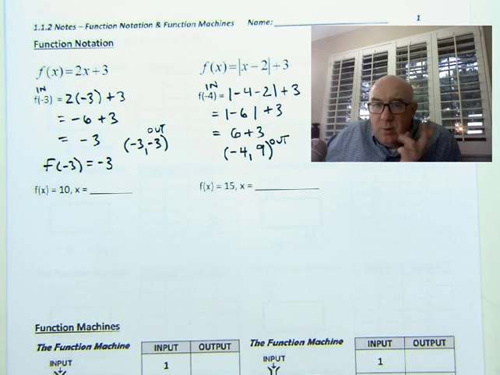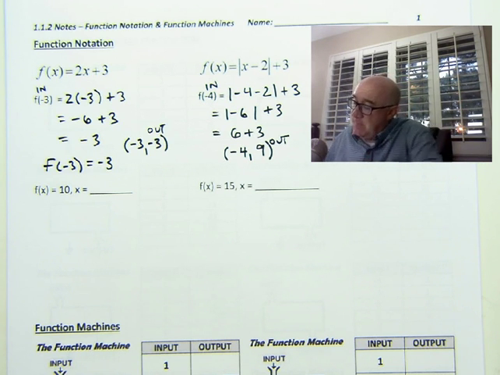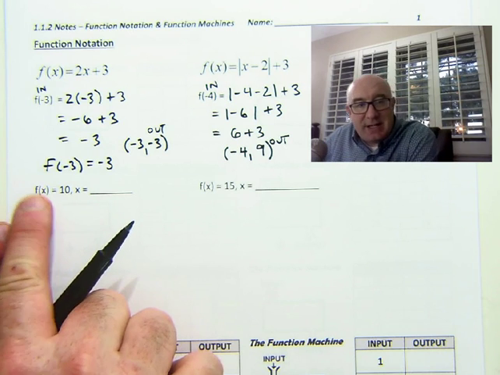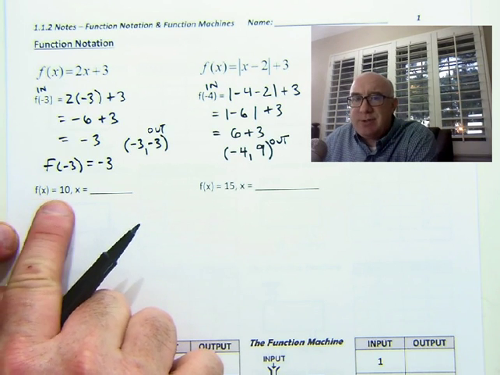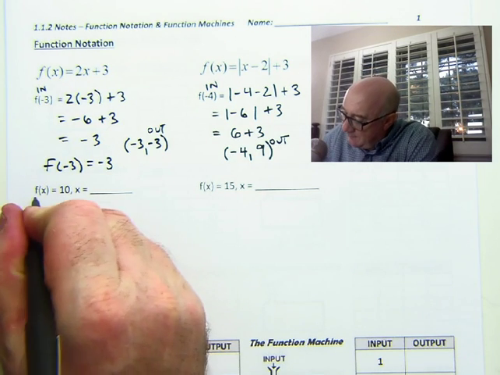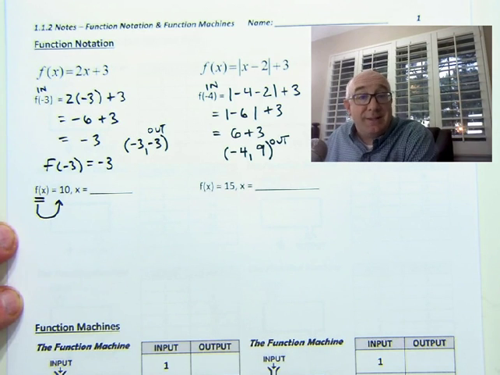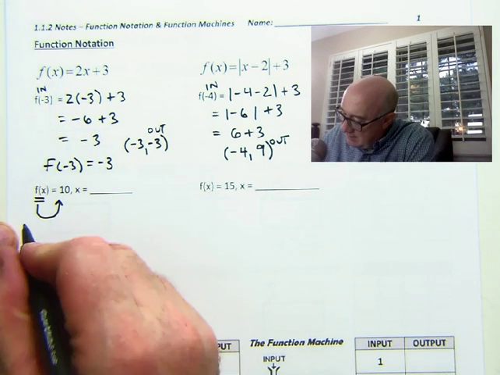You can also go backwards through the process. I can give you the output and say, what was the x that made that happen? Let's practice that. So here, notice it says the function at x equals 10. It doesn't say f of 10. It says the function is now at 10. What is the x value? So this is working backwards.